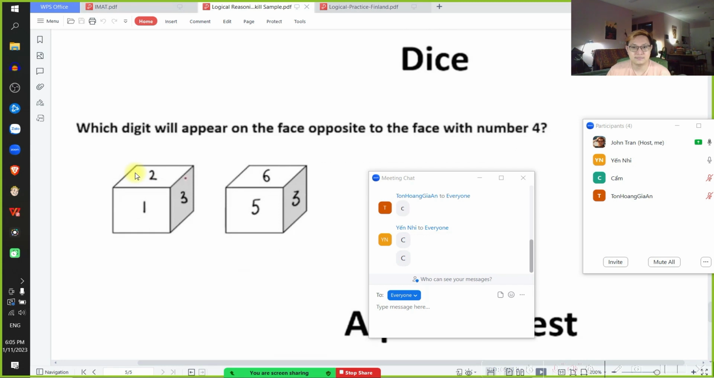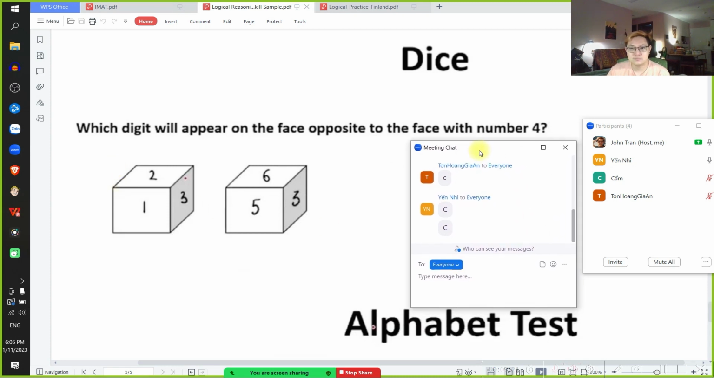Okay, we have the dice here. Cục xúc xắc, xí ngầu. Please do this one now. Okay, try to think. Which digit will appear on the face opposite to the face with number 4? Nó hỏi là cái số nào sẽ xuất hiện ở cái mặt đối nghịch với cái mặt có số 4.